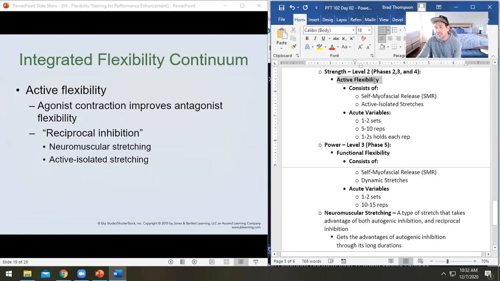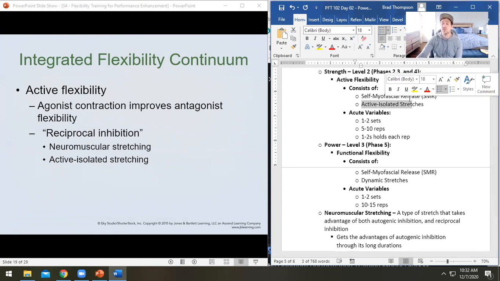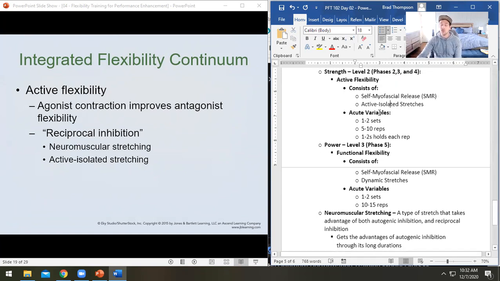But then, because it's active flexibility, rather than doing these big, long, static holds for my stretches, I'm going to use reciprocal inhibition. Static stretching uses autogenic inhibition: long duration, and eventually the muscle spindle gets shut down. Reciprocal inhibition, I'm going to contract one muscle in order to tell my nervous system to relax that other muscle. So I draw it through a range of motion, that's saying relax, and then I draw it through a range of motion, relax.